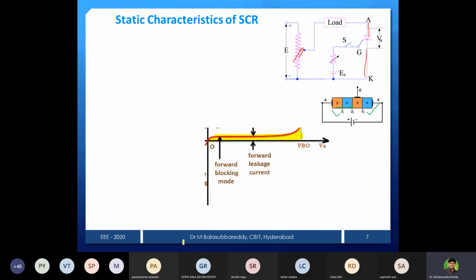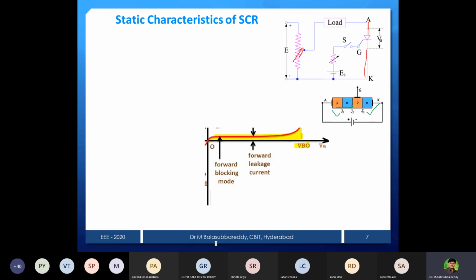If you apply the anode to cathode voltage further and further, junction J2 may not be able to withstand it. Automatically, junction J2 is going to break down if you provide sufficient voltage, a breakdown voltage, across anode and cathode. So that's the point we represented here. VBO is nothing but the breakover voltage, the forward breakover voltage.